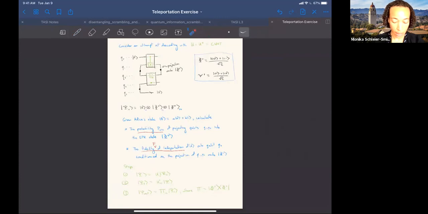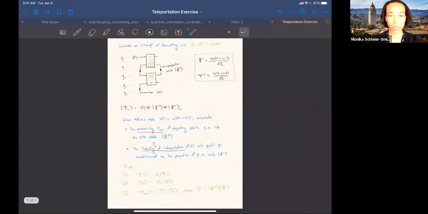And then I have to draw this upside down now for Bob's system. So Bob's Q3 is going to act as the control for possibly flipping Q2. Okay, so that's what that would look like. And now we can ask the question in this case, what's the probability that we project qubits 1 and 2 onto this EPR state, and what is the fidelity with which we teleport Q0 to this output port if we measure the EPR state here?